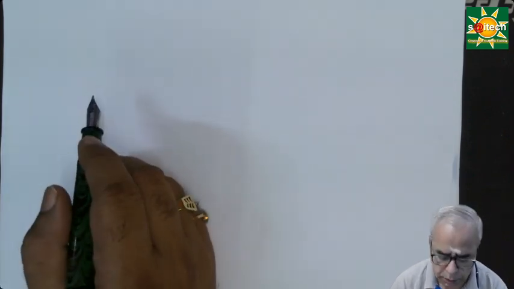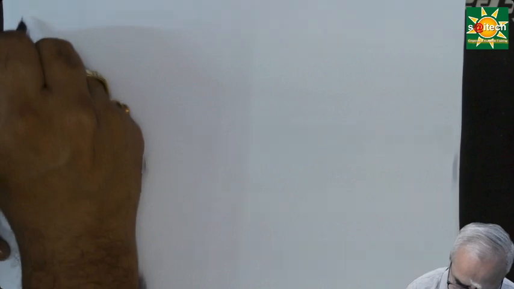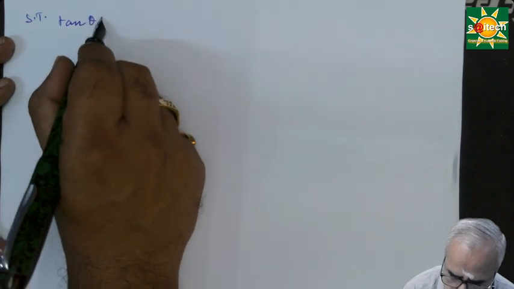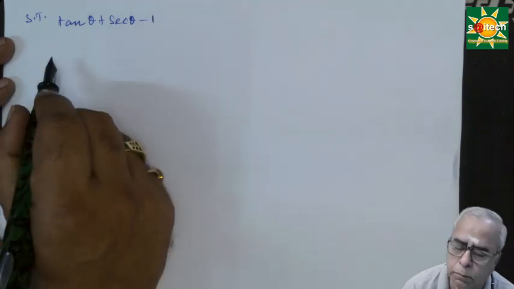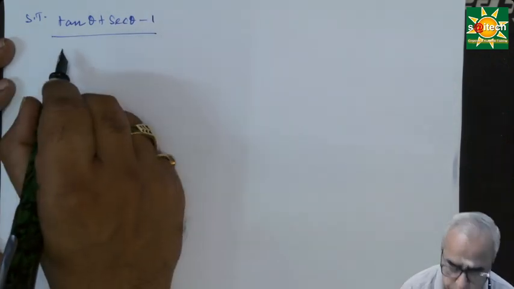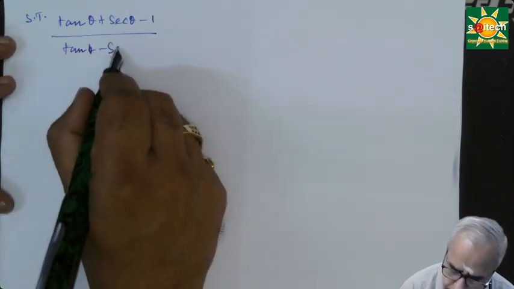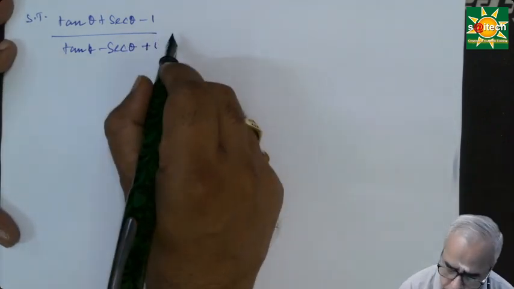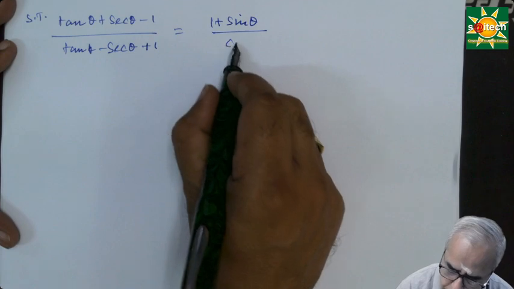Prove that (tan theta plus secant theta minus 1) whole divided by (tan theta minus secant theta plus 1) is equal to (1 plus sin theta) divided by cos theta.